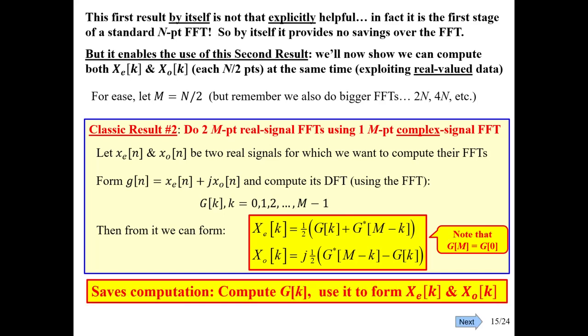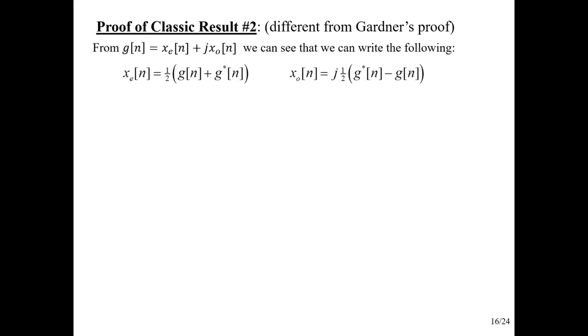So if we do this, we compute G[k] and we use it to form this, my claim is that saves computation. I'm not going to go into how much computation it saves, but I think it's pretty clear. It's about 50%-ish. So I'm going to do a proof of this that's a little different than the proof that Gardner gave in his paper. The one I give is more classic from standard DSP books. Gardner's is, in my opinion, a little harder to follow. So let's take a look.